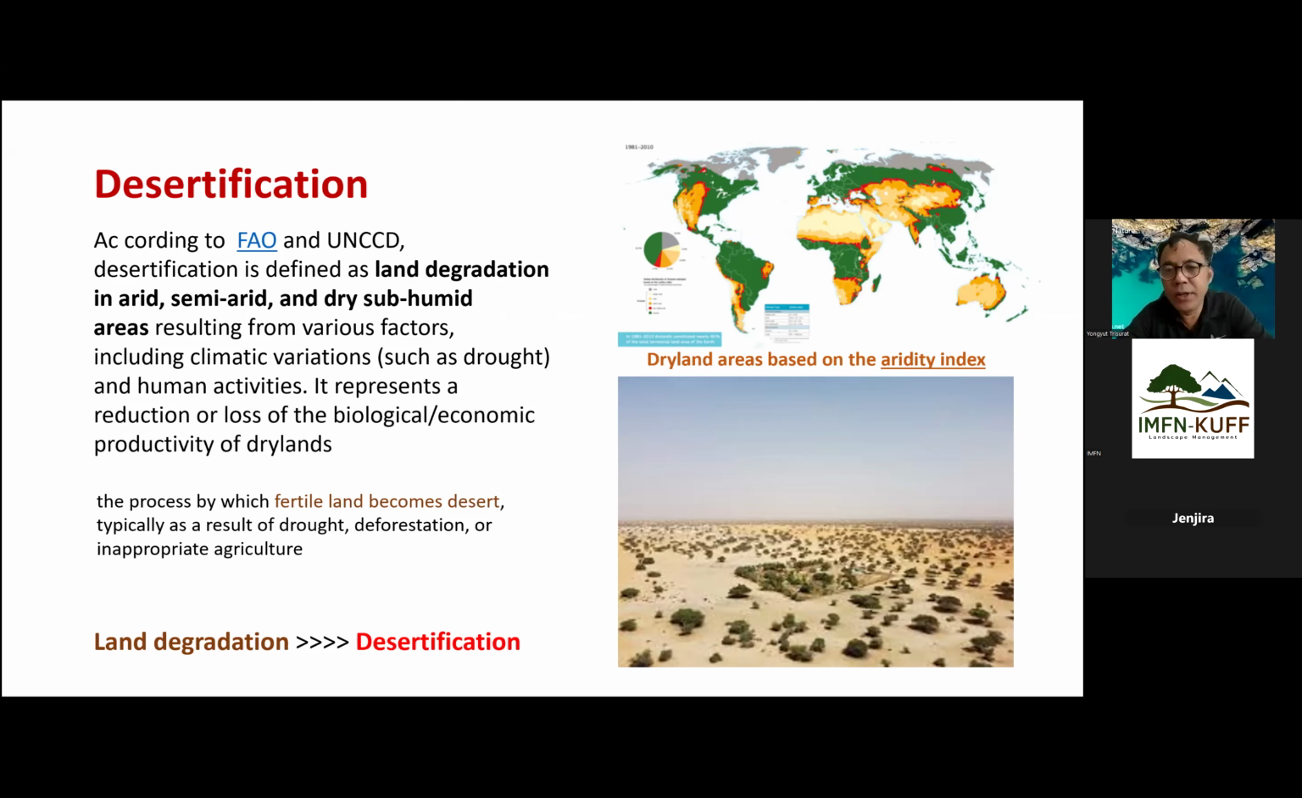So you can see the map and the picture on the right hand side. The bottom shows the real deserts that we have in our perception. And the above picture or map shows the drylands based on the aridity index, or the areas that have less moisture and more extreme drought.